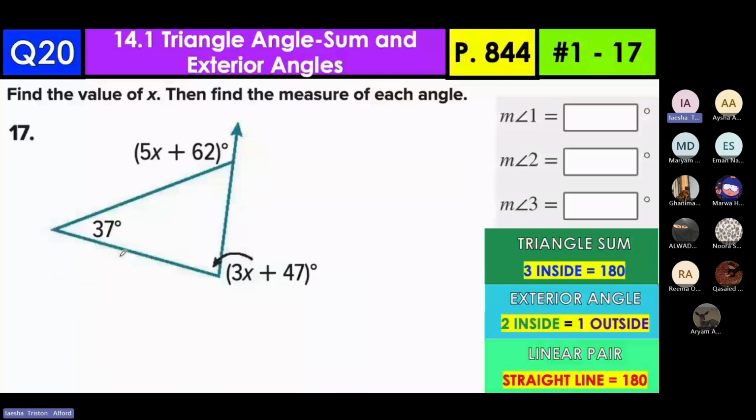Last one, how to do x. Exterior angle. Yeah, exterior angle. So 2 inside equal 1 outside. So what's our equation? 3x plus 47 plus 37 equal 5x plus 62.